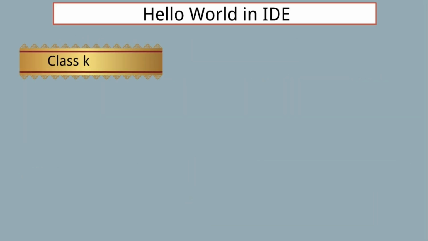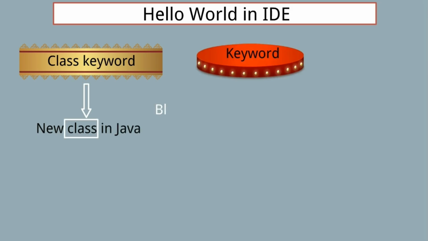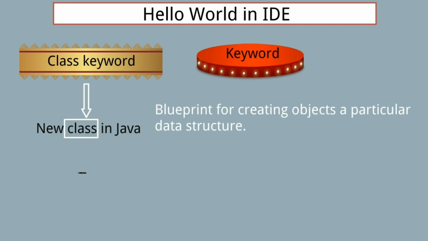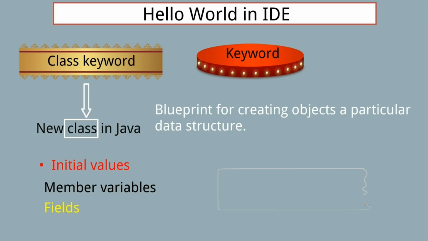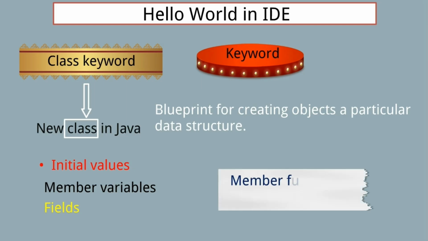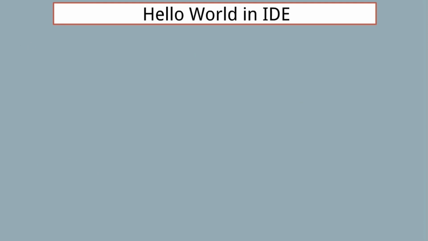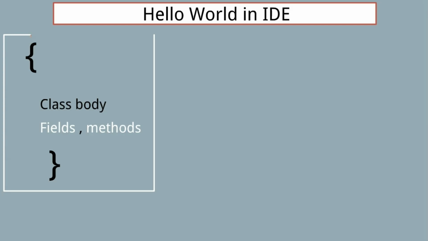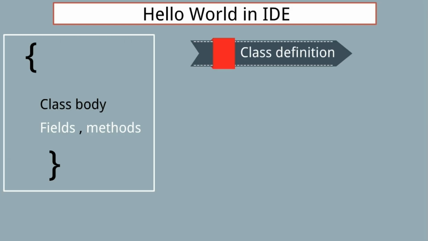Okay, now the class keyword is used to define a new class in Java. The class name follows this keyword. A class acts as a blueprint for creating objects with a specific data structure, providing initial values for state, member variables, which are fields, and implementing behavior, member functions, methods. The left and right curly braces define a class body containing the fields and methods that make up the class. Anything inside these curly braces is considered a part of the class definition.